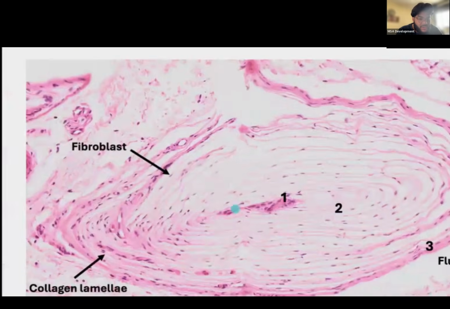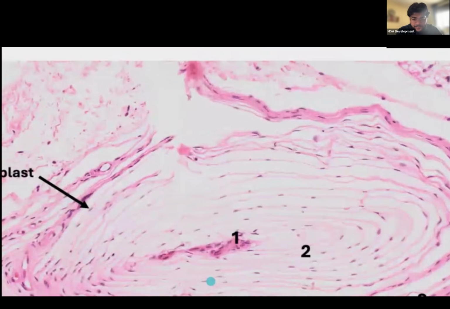Let's talk about the parts of our Pacinian corpuscle. In the center you have our nerve, and this nerve is then surrounded by an inner core and an outer core. The inner core is made up of flattened Schwann cells, and the outer core is made up of everything else. So it's made up of the collagen lamina, the fibroblasts, and the lymph-like fluid.